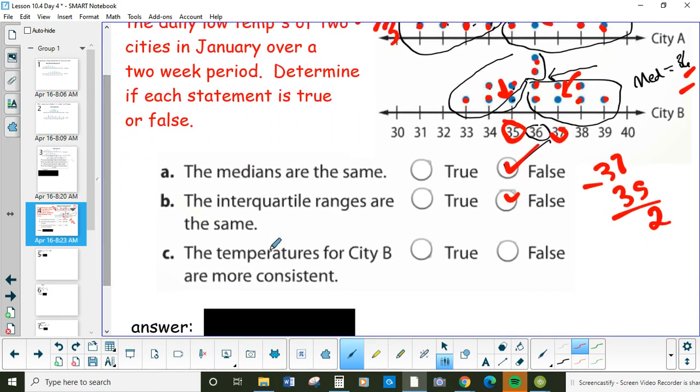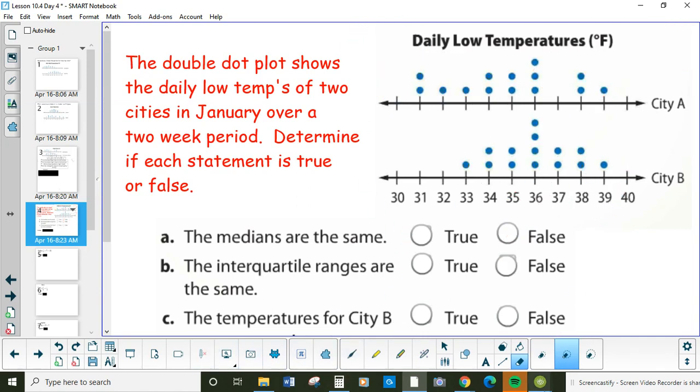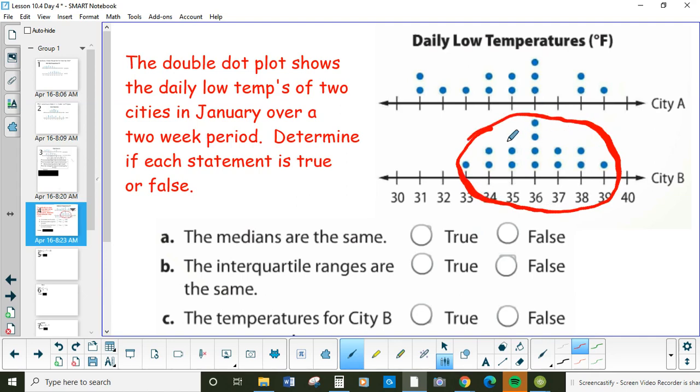They're not the same. Temperatures for city B are more consistent. Now let's take a look at that. If I look at this, consistency means symmetry. Symmetry means it's going to look like this, kind of like a pyramid shape. It's going to be the same on both sides.